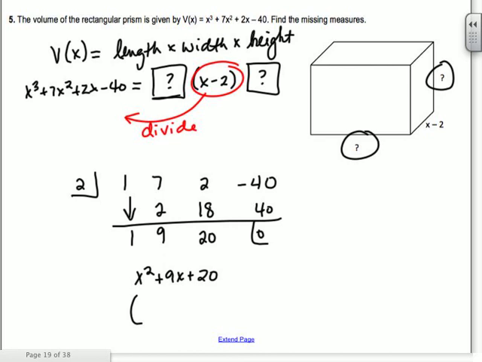So now what? Factor. Oh, Taylor's on top of it. When you factor, you get x plus 5 times x plus 4. So that means one of the measurements is x plus 5 and the other one is x plus 4.